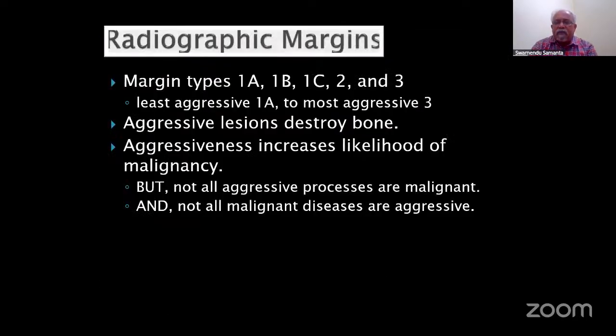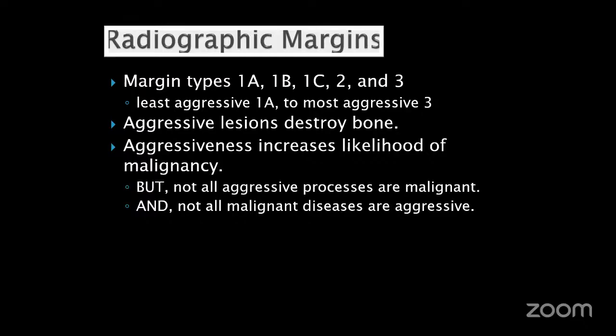So Lodwick basically classified the margins. It can be 1A, 1B, 1C, or 2 or 3. Or the lesion can be aggressive. The aggressive lesion will destroy the bone.